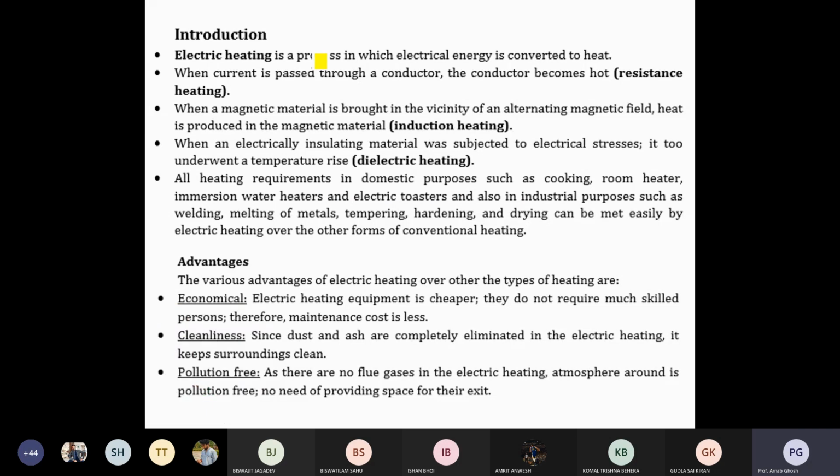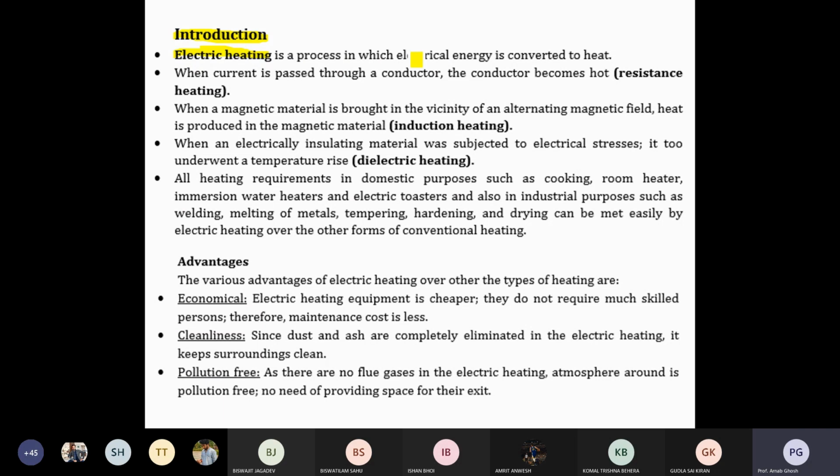Electrical heating is a process in which electrical energy is converted to heat. In a single line, it is an electrical process where you convert electrical energy to heat energy. Second point: when current is passed through a conductor, the conductor becomes hot. That is called resistance heating.